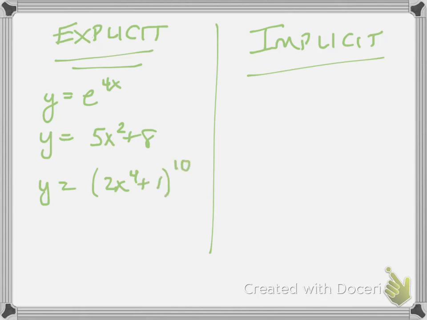But here's the big difference. You'll notice that in every one of these cases, you keep seeing y equals, right? So that's what we call an explicitly defined function. There's no debating what y is equal to.